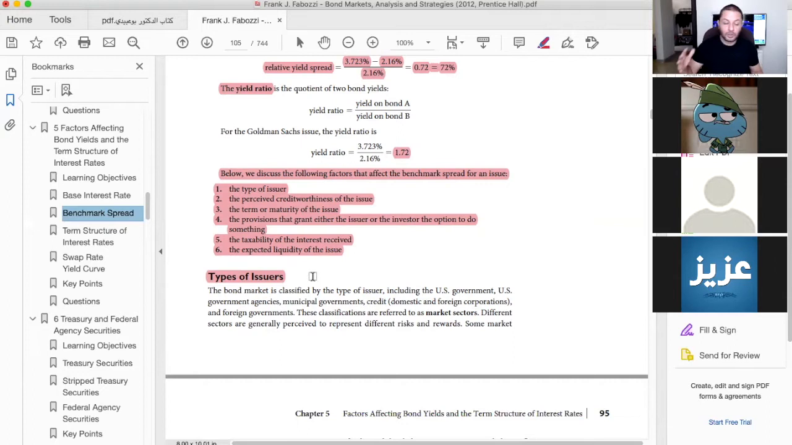So first, the type of issuer. If the issuer is a federal government or agency, this means that we can consider these securities issued by the government as risk-free. But if the issuer belongs to another sector, like the industrial sector, the commercial sector, or the financial sector, this means that the issuer becomes riskier compared to the benchmark, which is the government. And every time the risk is increasing, the spread is increasing too. So the spread and the risk have a positive association.